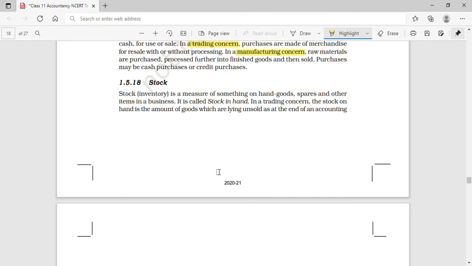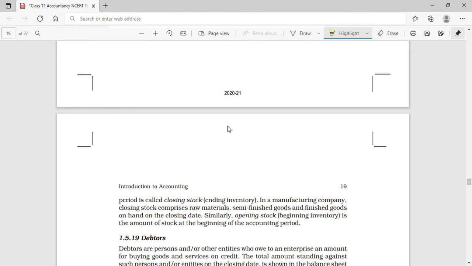Next is your stock. Under your stock, it's a measure of goods on hand, spares and other items in a business. It's called stock in hand. What items are available with you in your warehouse? How much stock is available with you? It is basically what is lying unsold at the end of the accounting period. It's called the closing stock.